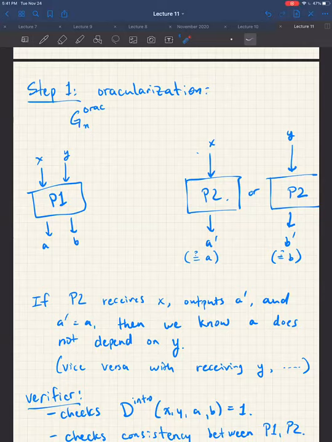But the question is, P2 is left out in the cold. P2 has to generate some A prime that matches P1's A, but what entanglement is it going to share with P1 to get this consistency to happen? And I think for this example, it's not really possible. I don't know if I have a good explanation of this, but basically oracularization says that this issue doesn't happen.